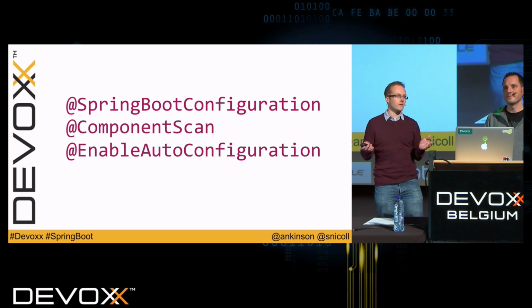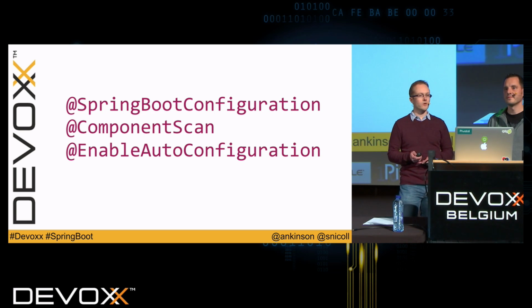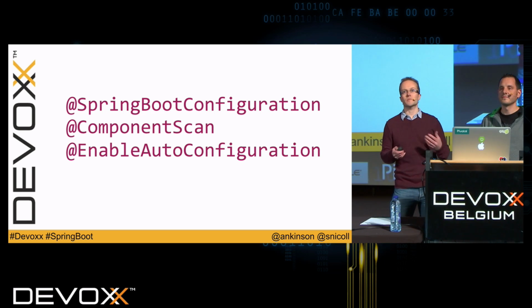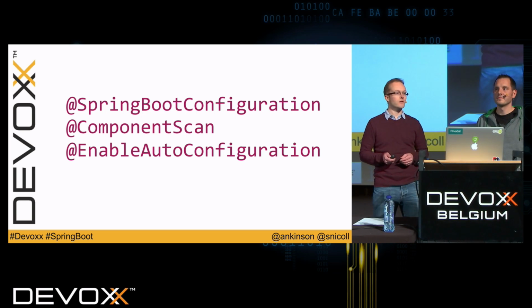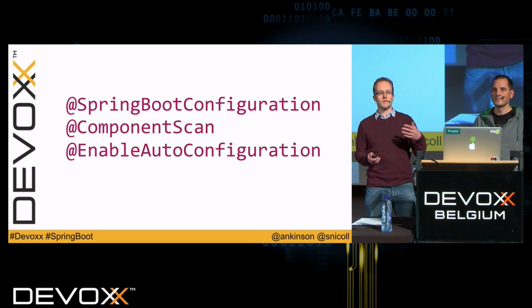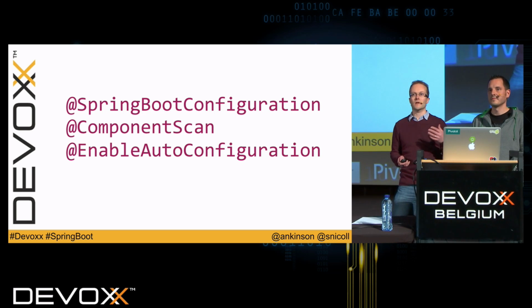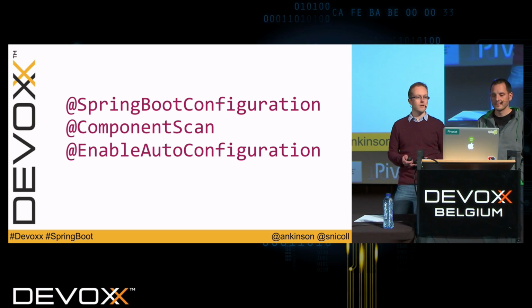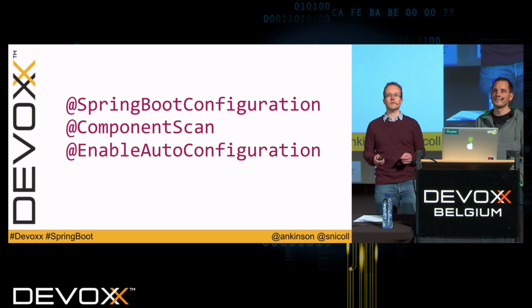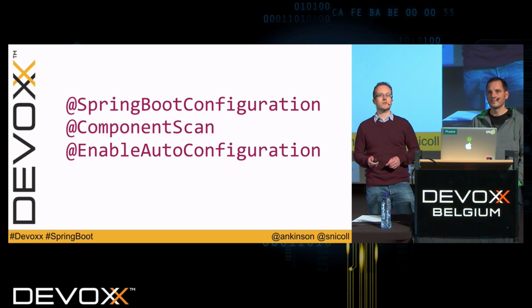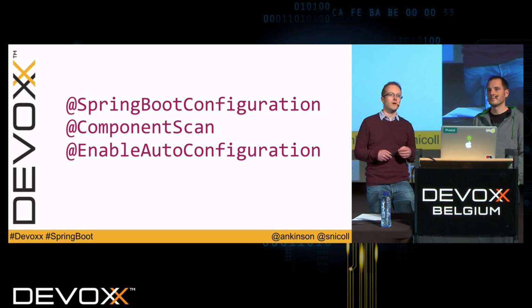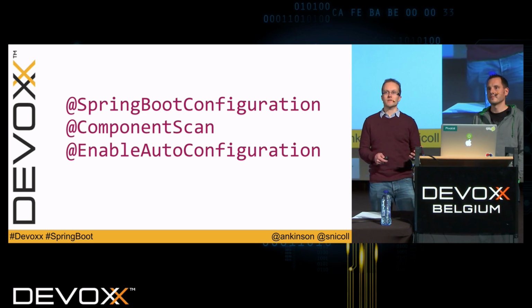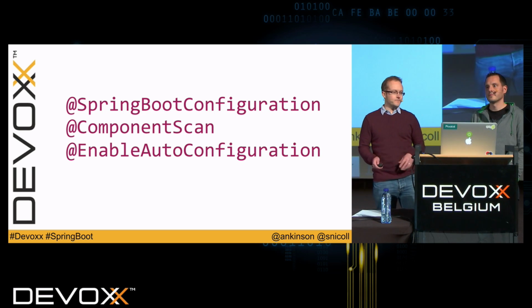Most of you are already familiar with Spring Framework. Spring Boot configuration is just a specialization of Spring Framework's configuration annotation. There's component scan, which is just Spring Framework's standard component scan annotation. And then there's enable auto configuration, which is the annotation that switches on Spring Boot's intelligent configuration based on your classpath or properties that you've configured, things like that.